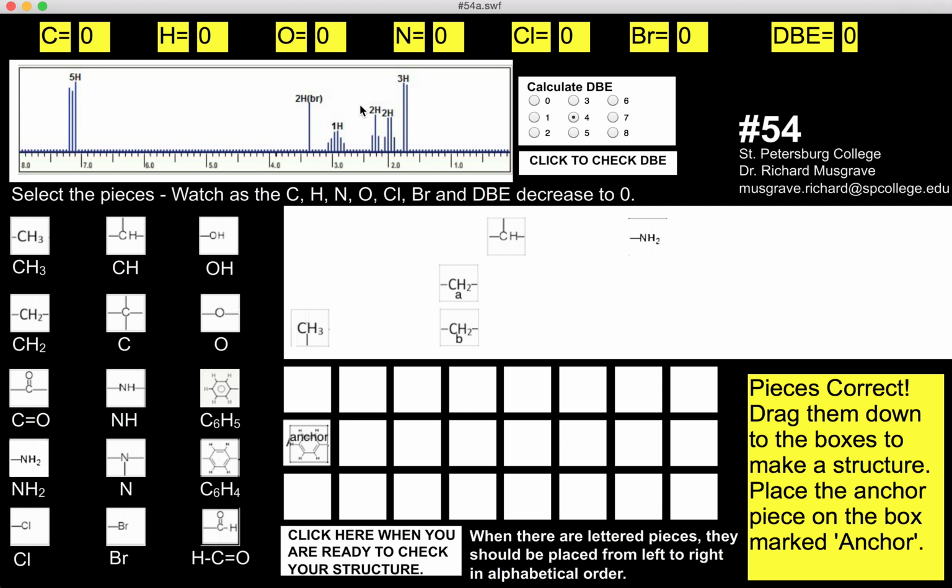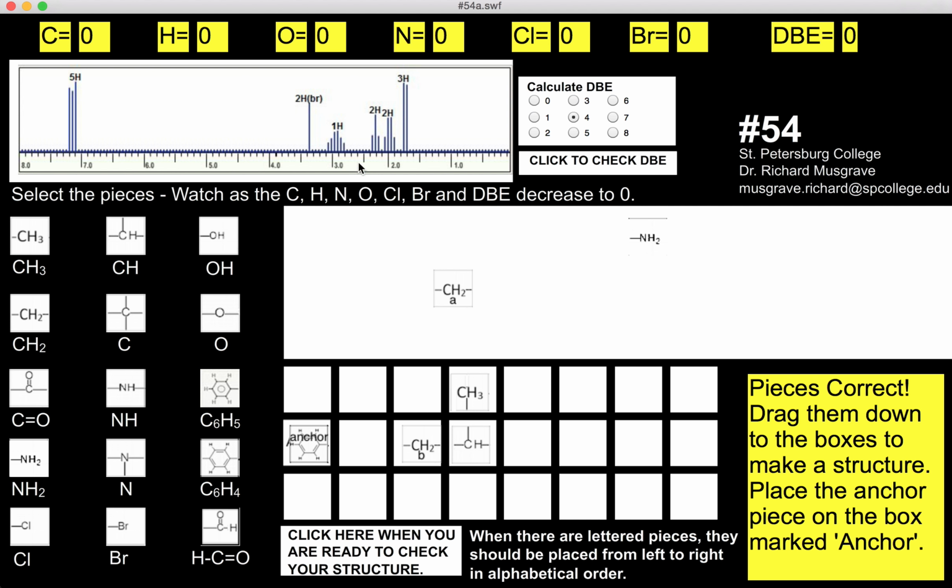And we can get some clues about what's connected to what by looking at the multiplicities and also looking at the placement of the peaks. We know that the CH here has 6 peaks, which means it must have 5 adjacent hydrogens. That means that it is going to be adjacent to a CH3 and a CH2. So that's 5 hydrogens for 6 peaks.